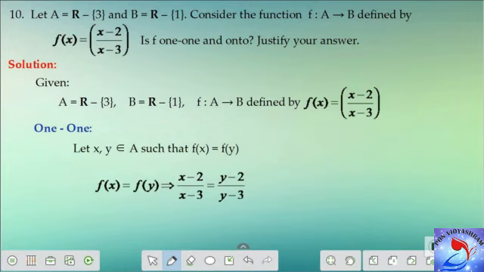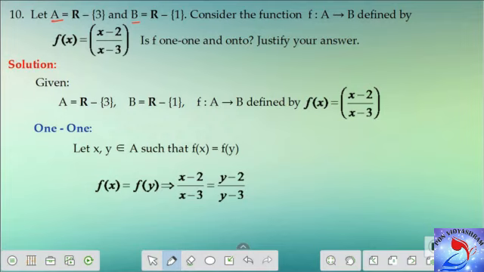Justify your answer. We have two sets here, one is A and the other one is B, where A is nothing but R minus {3}. This means that A takes all values of real numbers except 3. When you have the minus set containing the element 3, it means it can take every element of real numbers except 3. Similarly, B can take every element from real numbers except 1. If you have those two sets and the function defined from these two sets is given by f of x is equal to (x minus 2) by (x minus 3), we need to check whether the given function is one-to-one and onto or not with the justification.